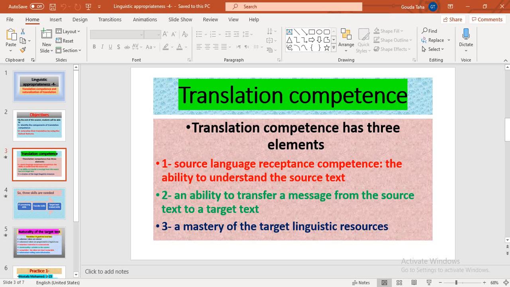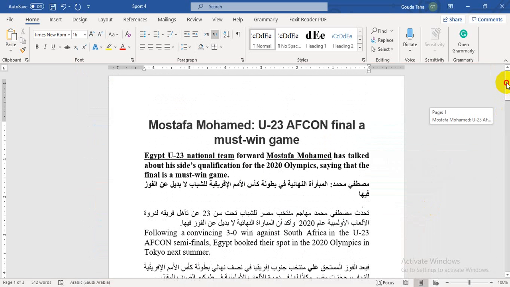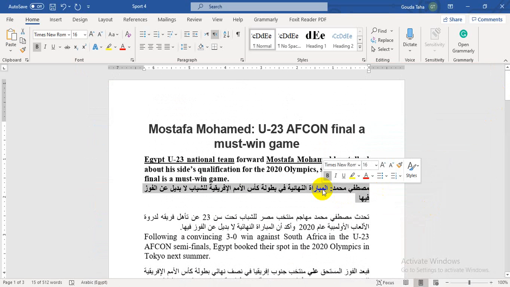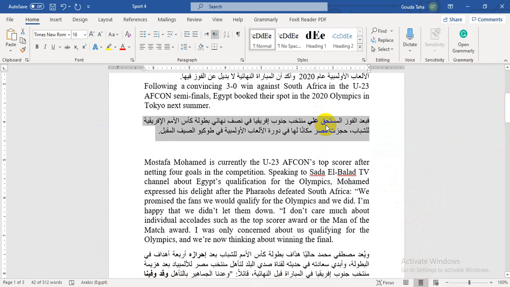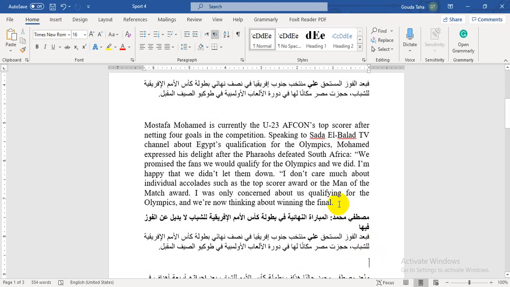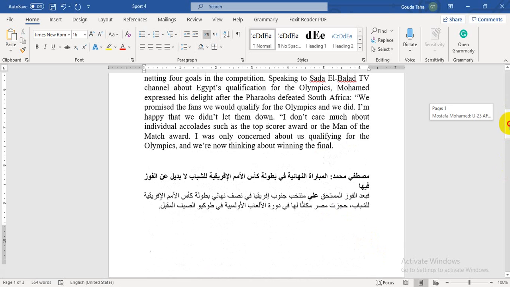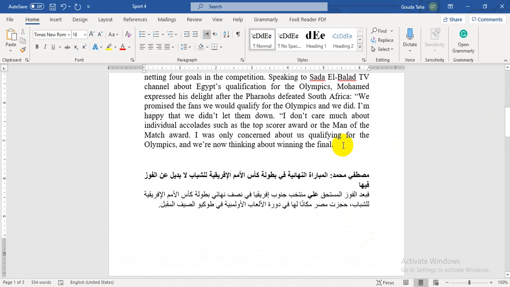Now we'll go for the third one, which is mastery of the target text. So after you're done with this, you can, for example, get this and this and copy, and now you have compared both of them. So now we have the text. So now let's read it as a text as if it's written in Arabic, not in English.